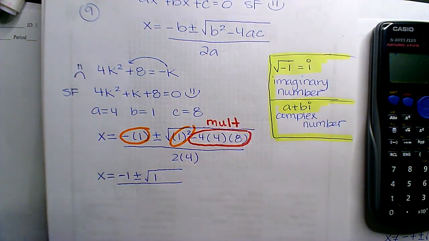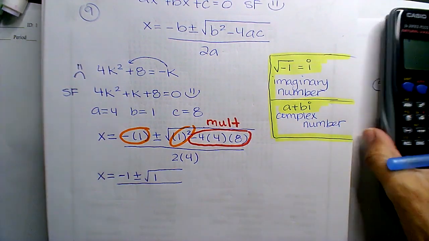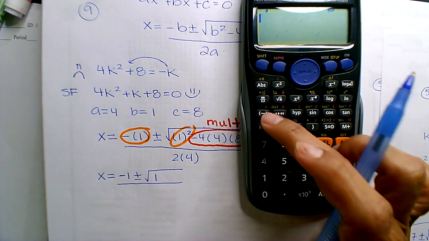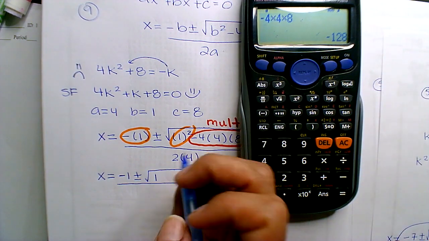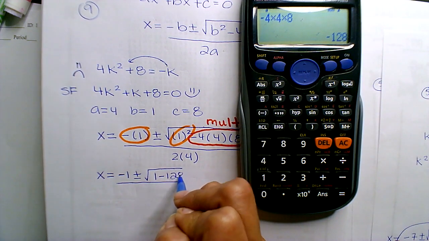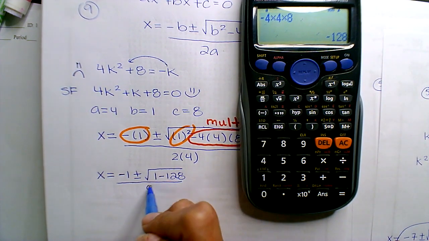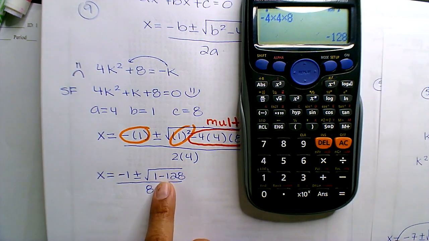So what is negative 4 times 4 times 8? So now you could take your calculator. Negative 4 times 4 times 8 gives me negative 128. And then 2 times 4 is 8. So now you can see where the negative root is coming in. That number is way negative.